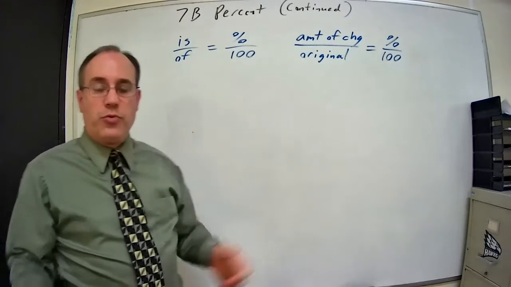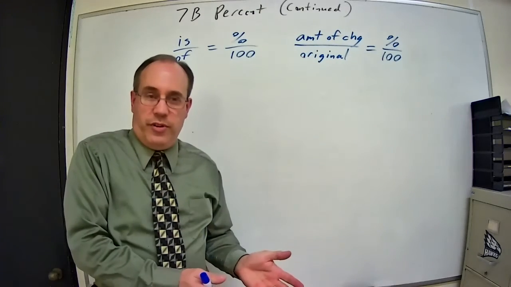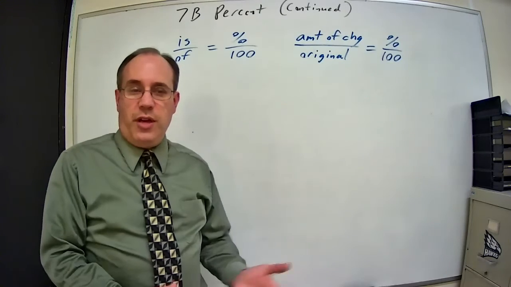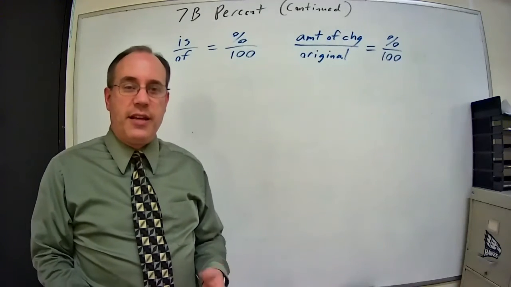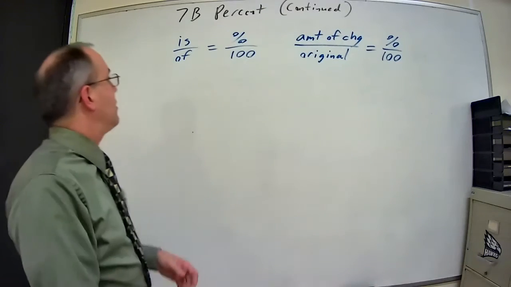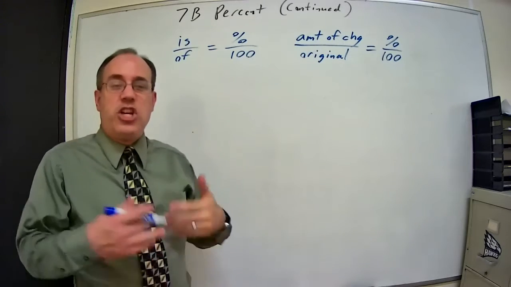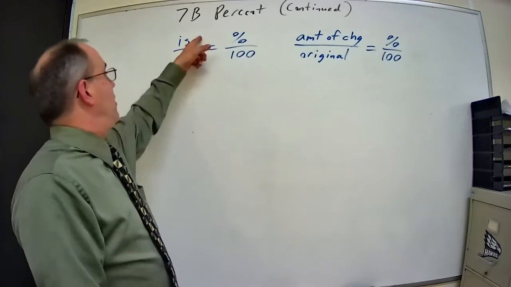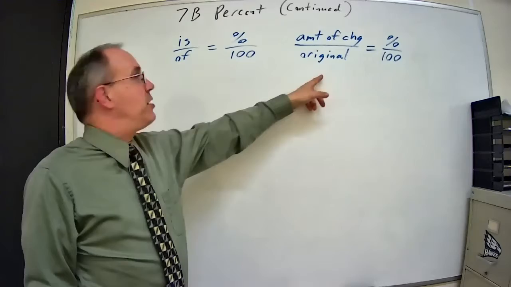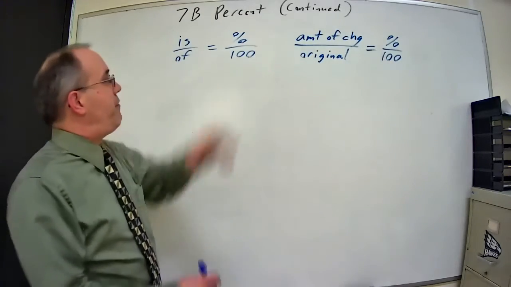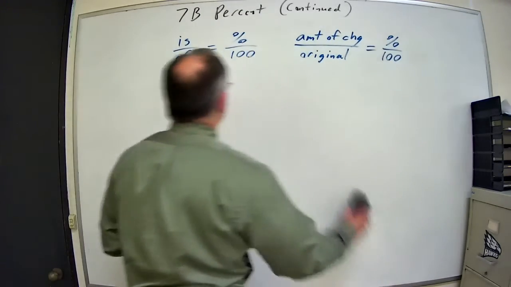Of the original amount is what it's of. If we started with 22, of 22. If we started with 908, of 908. The amount of change is the change is of the original amount, percent over 100. So we're just going to modify a little bit and use that.